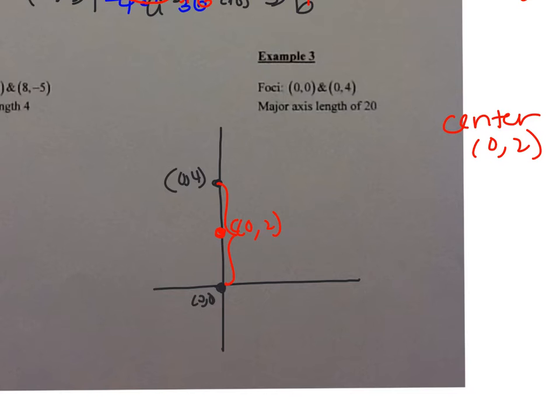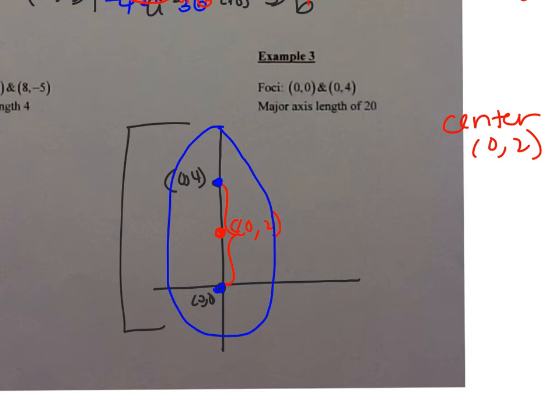All right, so now it says my major axis is 20. So since my foci are up, down, that means my major axis has to be up, down, this way. Remember, my foci are on the major axis. So from here to here is 20. If that's 20, then this piece here is equal to 10. So that's my a. So a is equal to 10. So what I'm missing is my b value.